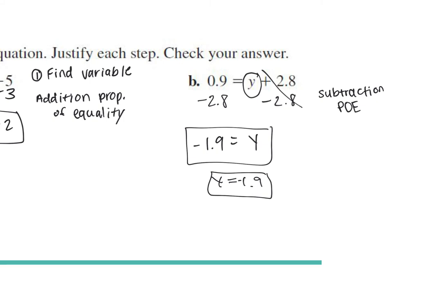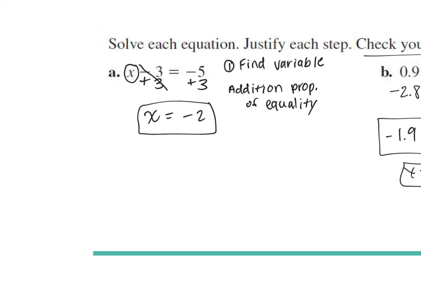And finally, we didn't do one thing here. We forgot to do it for both problems. What is it? Carson? Check our answer. There we go. Check our answer, okay? We justified each step by putting the subtraction and the addition property of equality. We solved, but we never checked our answer, okay? So let's check the first one.